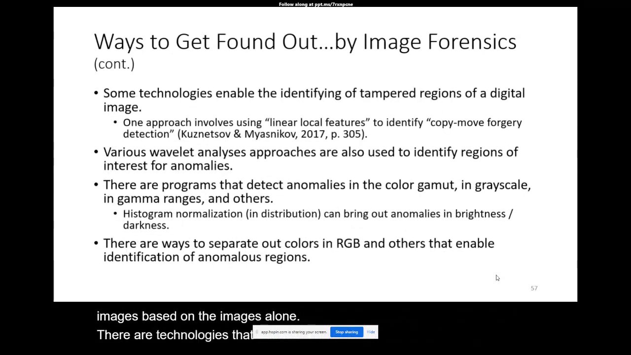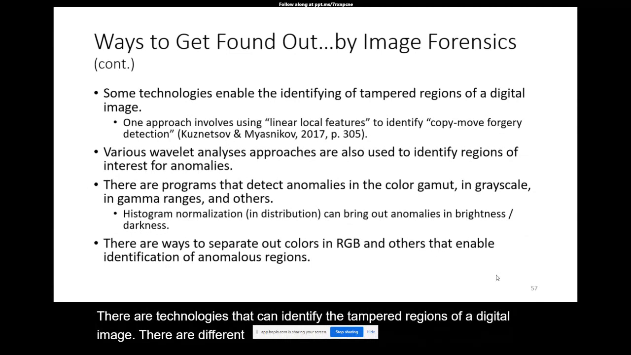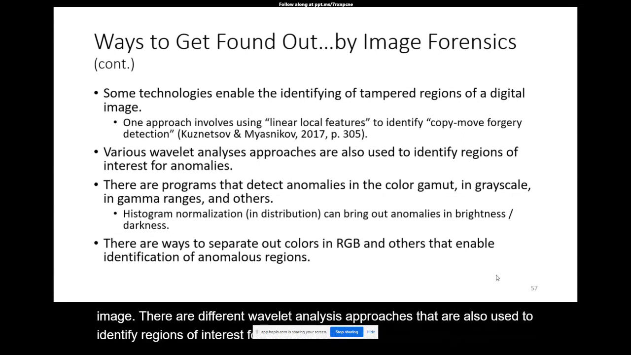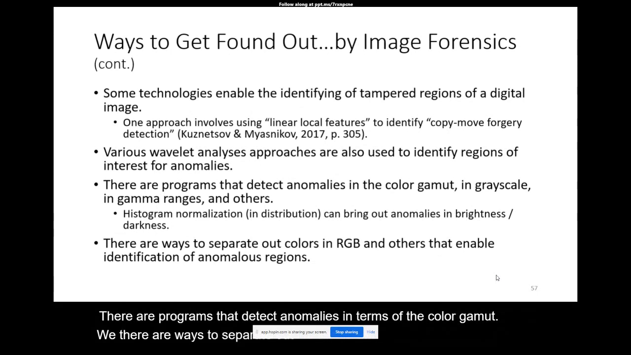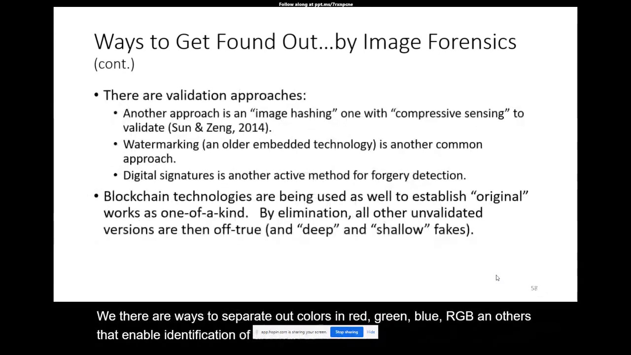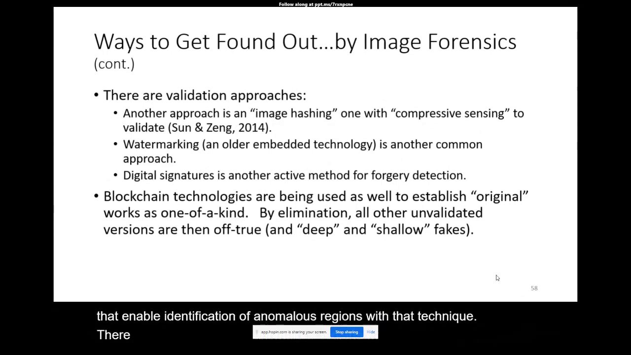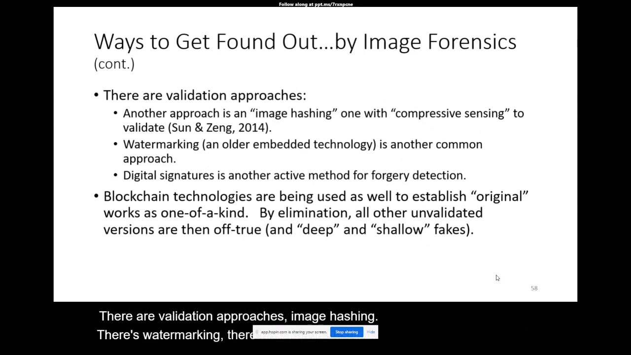There are technologies that can identify the tampered regions of a digital image. There are different wavelet analysis approaches that are also used to identify regions of interest for anomalies. There are programs that detect anomalies in terms of the color gamut. There are ways to separate out colors in red, green, blue, RGB, and others that enable identification of anomalous regions with that technique. There are validation approaches like image hashing, watermarking, and digital signatures. Some blockchain technologies are also used to define originals, and anything else is a fake.